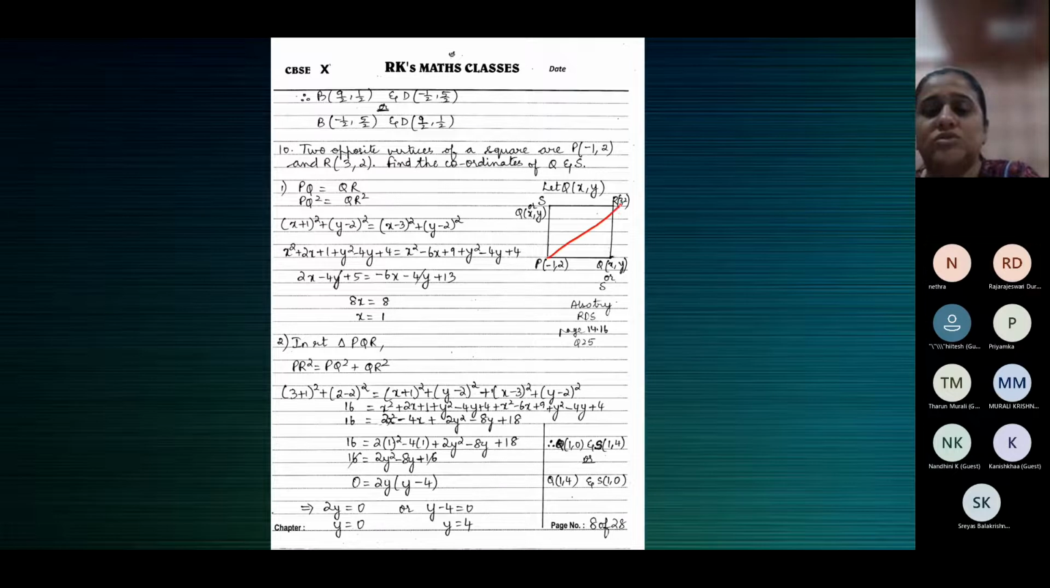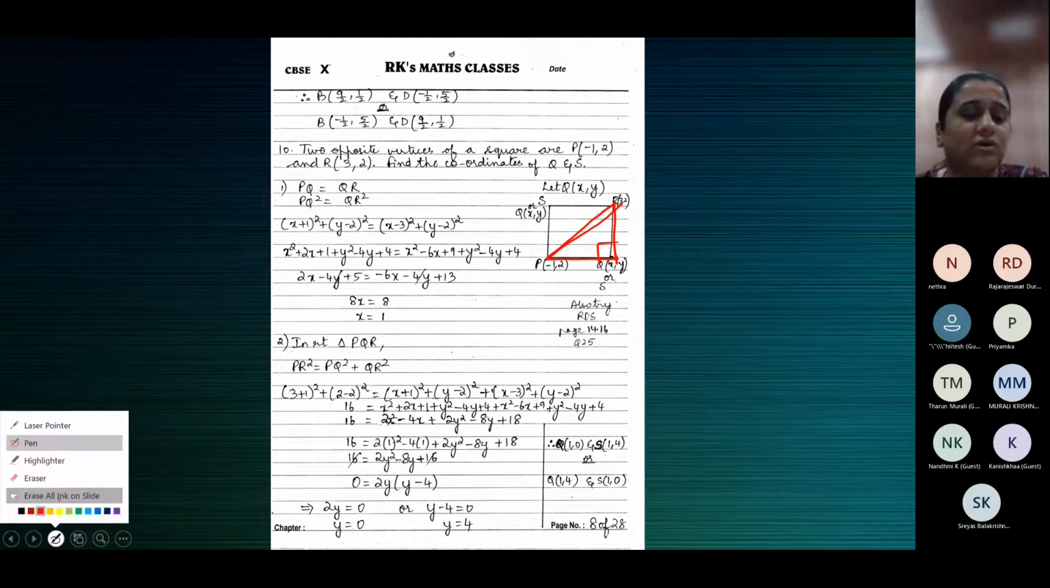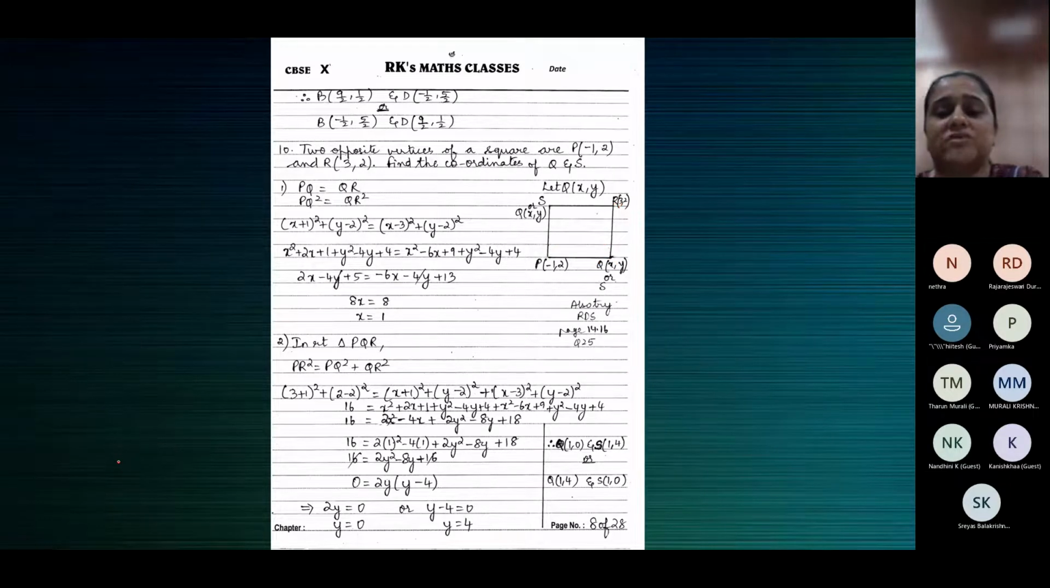Put all this information in a diagram and then use the properties of a square. In a square, all sides are equal, so PQ is equal to QR. And then there's a right triangle, so Pythagoras theorem. With these two conditions, you will be able to find the coordinates of Q and S. So PQ square is equal to QR square. You know how to do this. You can also transpose this here and bring this here and do it, children. That also will give you the same result.